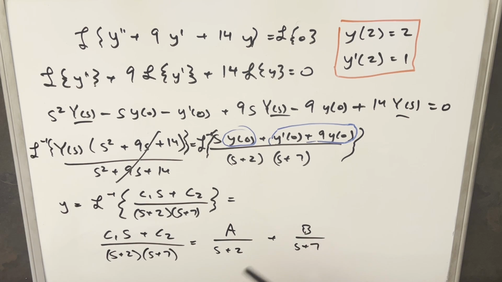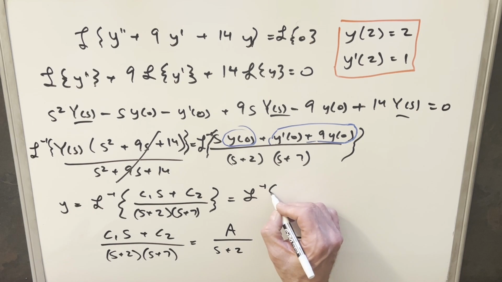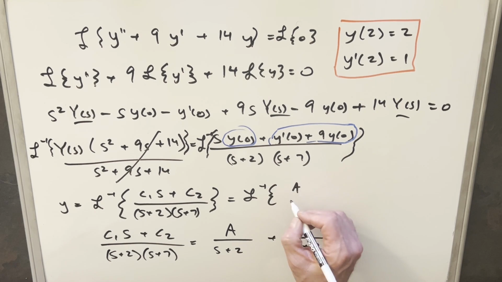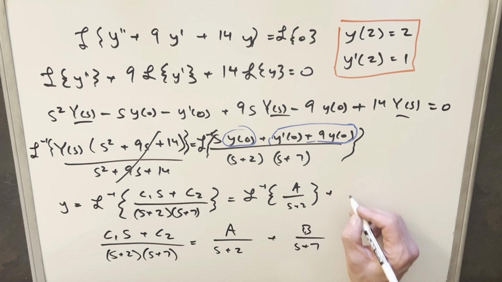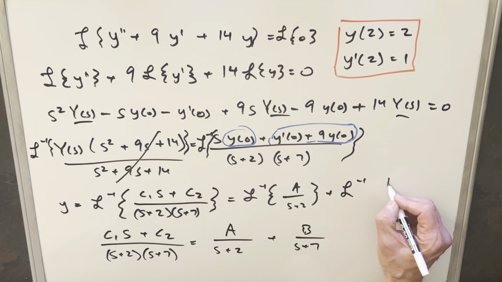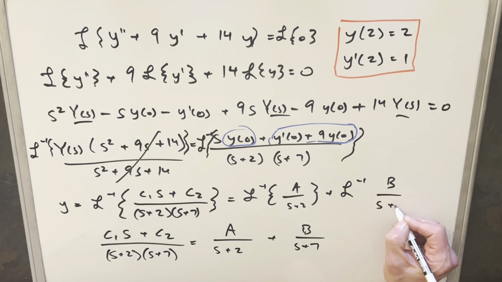It's just some constant, and we're still going to need to figure some stuff out later. So in this case, I'm actually just not going to worry too much about these constants. We'll break up this Laplace inverse into two Laplace inverses. The first one I'll write is a over s plus 2. And the second one, we'll have the Laplace inverse of b over s plus 7.